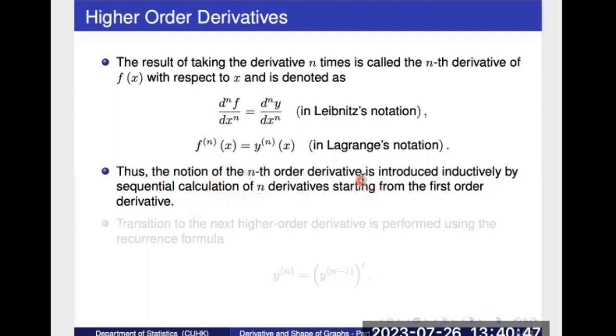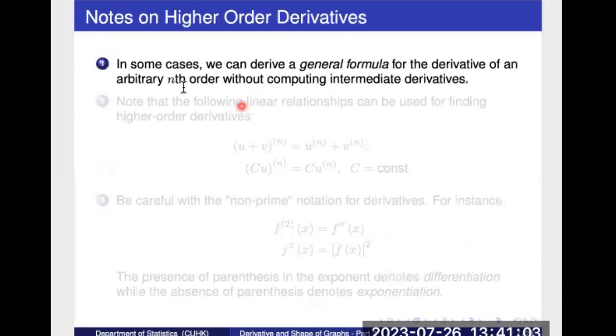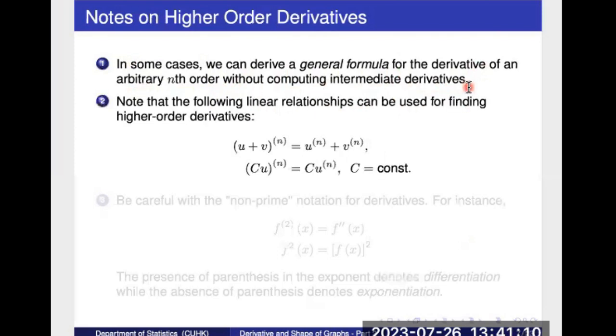The notion of the nth-order derivative is introduced inductively by sequential calculation of n derivatives starting from the first-order derivative. Transition to the next higher-order derivative is performed using the recurrence formula: y to the nth prime equals the derivative of y to the n minus 1 order. It is important to note that in some cases, we can derive a general formula for the derivative of an arbitrary nth order without computing intermediate derivatives.